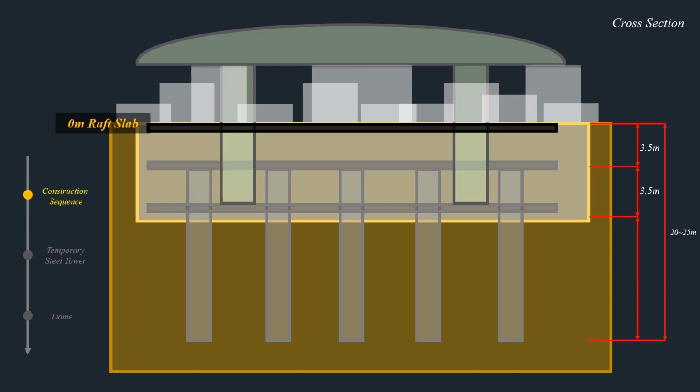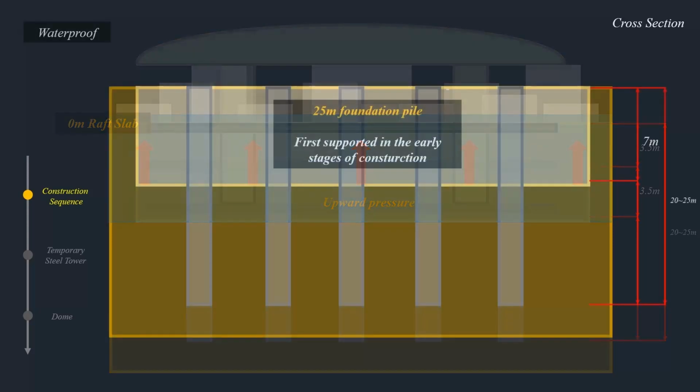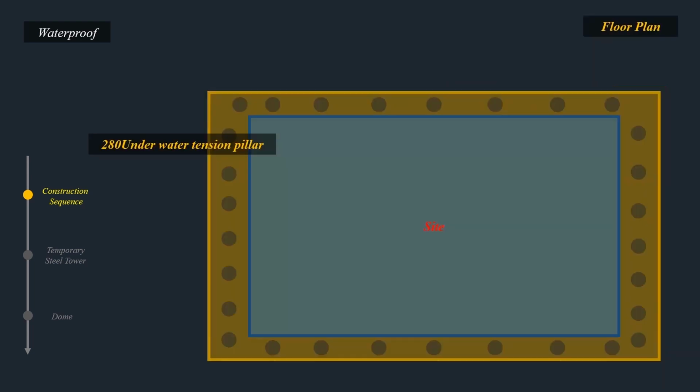buildings are built and water is brought into the site. Unlike other buildings that use piles, this building had to consider floating condition because it introduced water after construction. Therefore, the 25 foundation piles, which were first supported in the early stage of construction, serve as anchors. 280 underwater tension piles around the edges of the River Abu Dhabi kept them from floating.